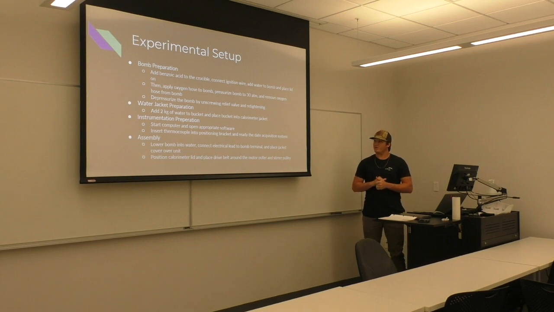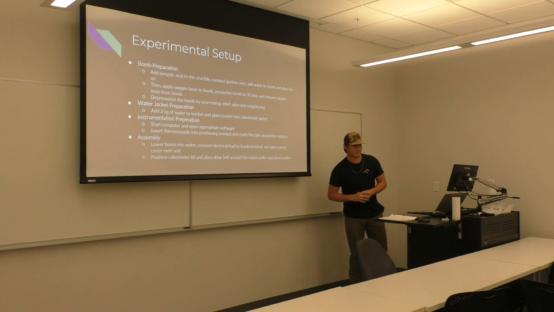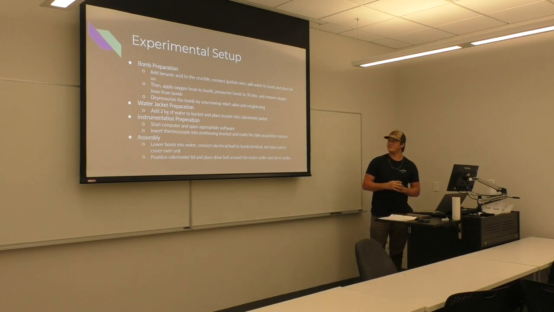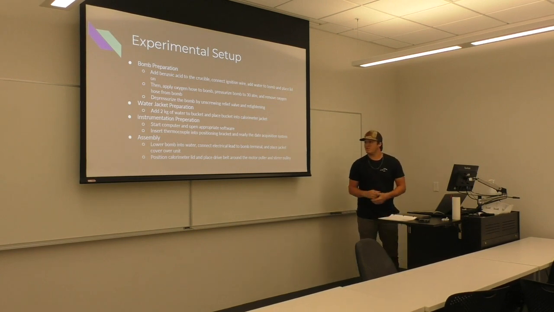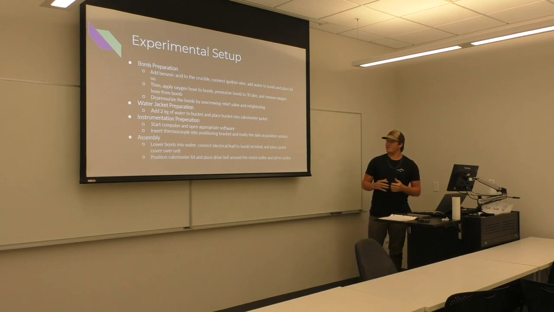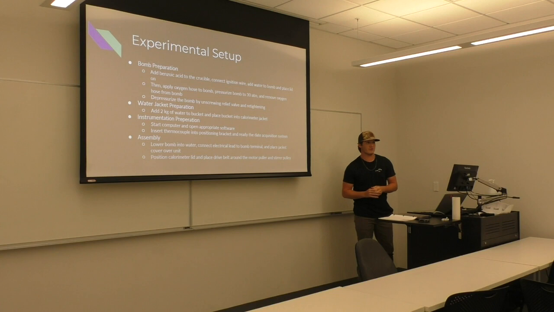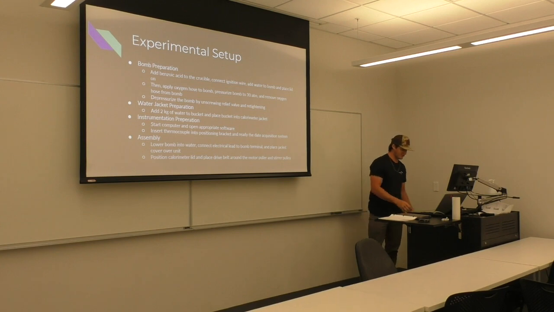Then you have to prepare the instrumentation. That is just by starting the computer, opening the software, inserting the thermocouple into the bracket, and making sure that it's taking the right kind of data that you want for the experiment. Next, you have to assemble the calorimeter itself. This consists of lowering the bomb down into the water, connecting the electrical leads to the terminals, and then placing the jacket over the entire unit. Once that's done, you can position the calorimeter lid, place a drive belt on the motor and the stirrer pulleys, and then you're set up to start the experiment.